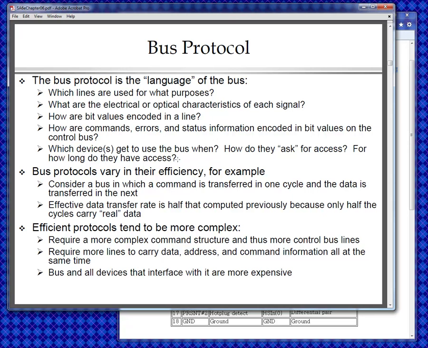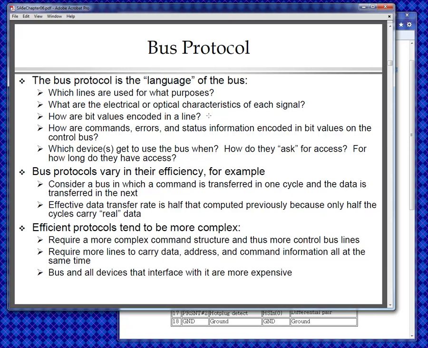Last issue, probably one of the more complicated: which devices get to use the bus when? Think of it like when you're sitting in a classroom. Can anybody in a classroom just start talking at any time? Well, if you allow that to happen, then typically you get a lot of noise, and there's not a lot of efficient communication going on. If it's a typical classroom where you've got an instructor leading things, you've got a set of rules. You've got to raise your hand, and when the instructor points at you, then you get to talk.